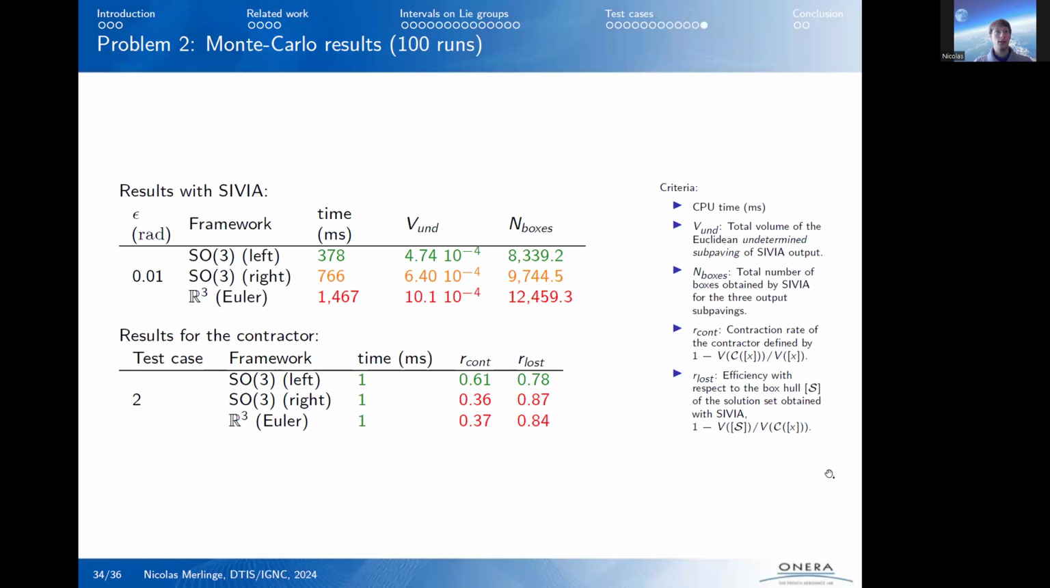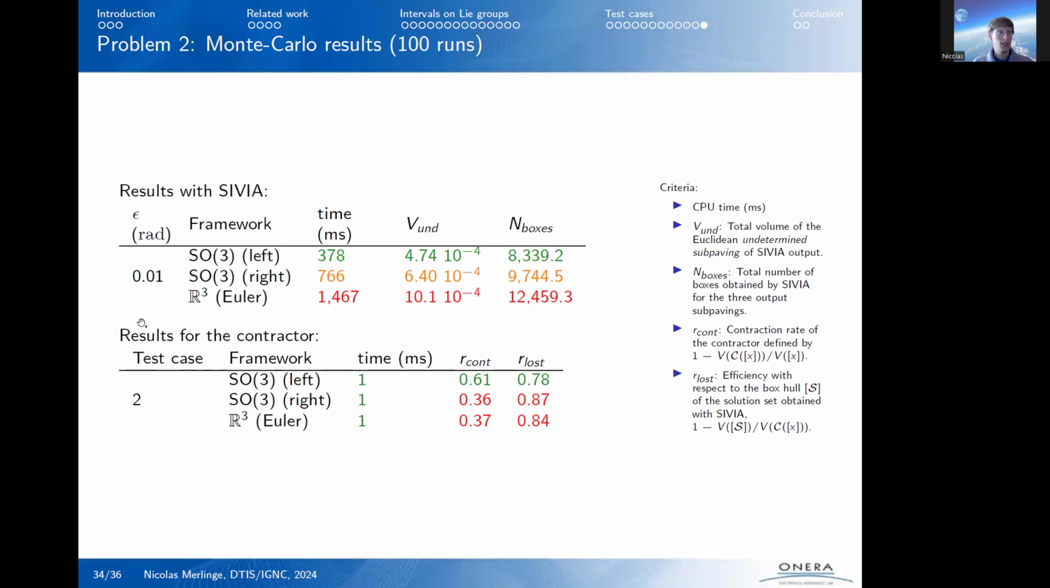And here are the Monte Carlo results to assess the performances. It's very interesting to note that here, left and right error formulation for the Lie group formalism are not equivalent. For this problem, the left side performs better. The right side is less performant, and the Euler angles is again even less performant. But it shows that left and right formulation are not equivalent.